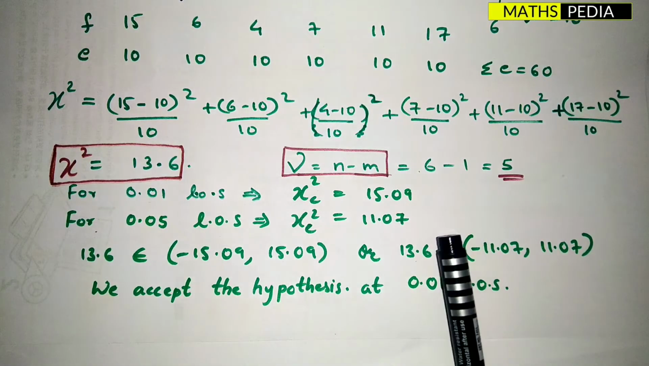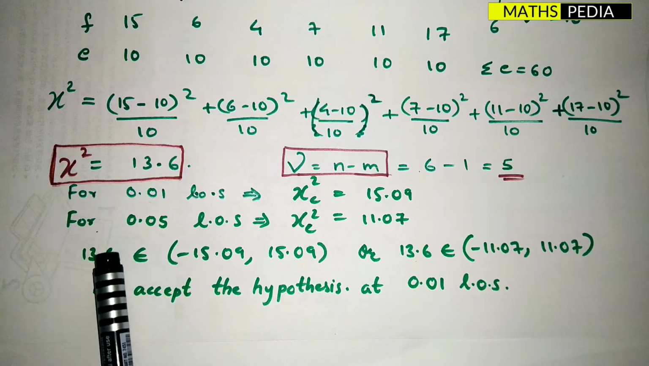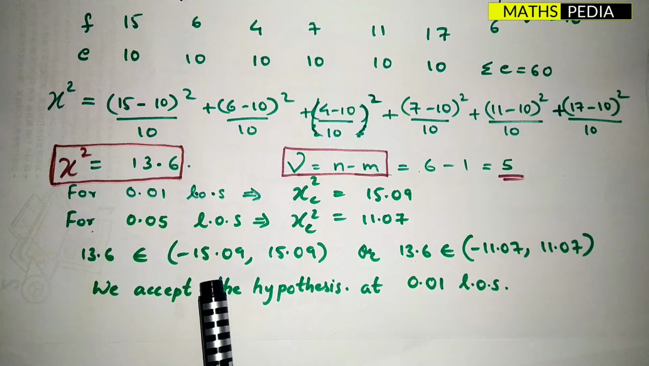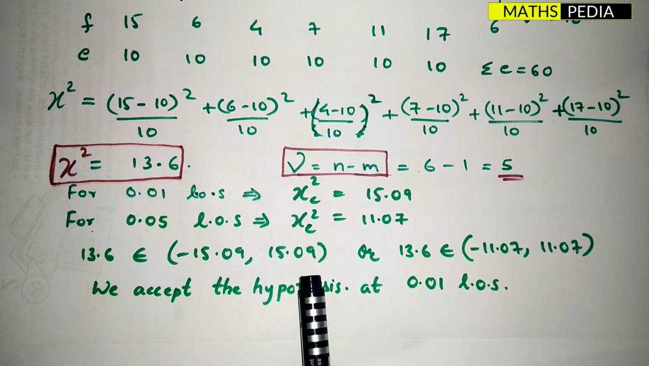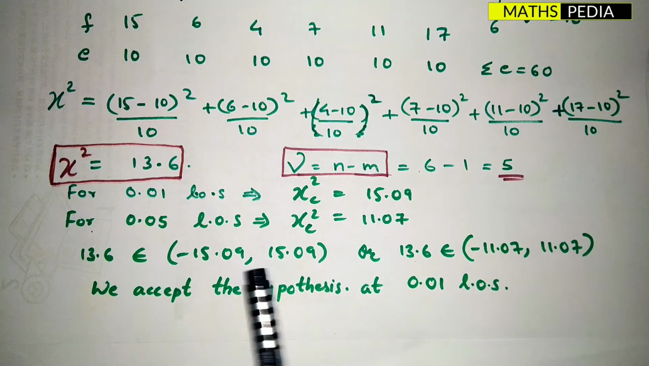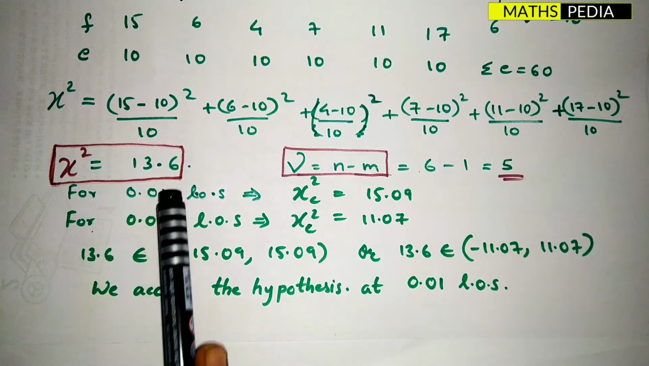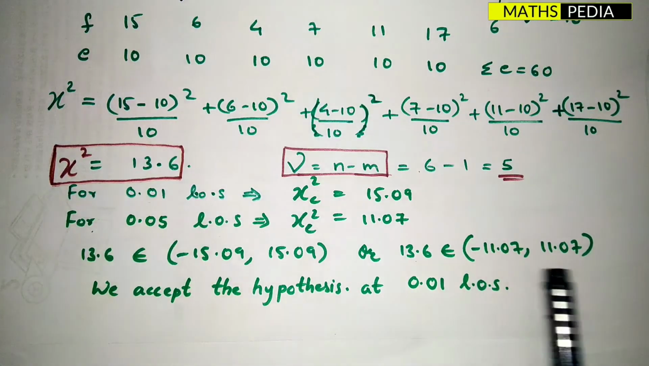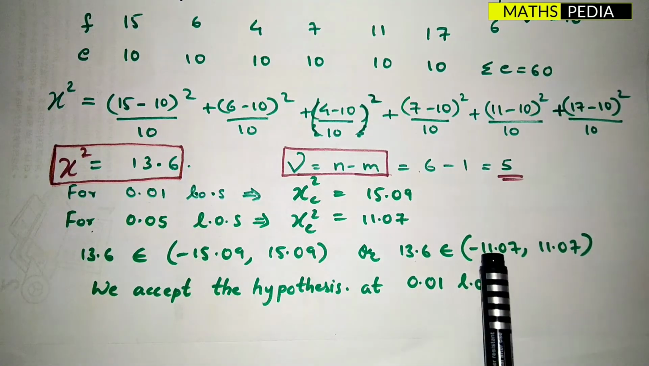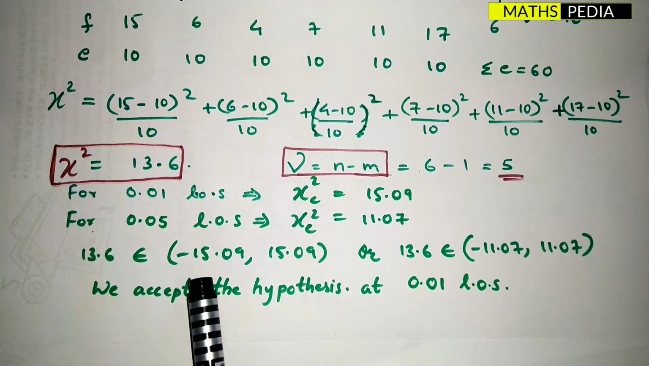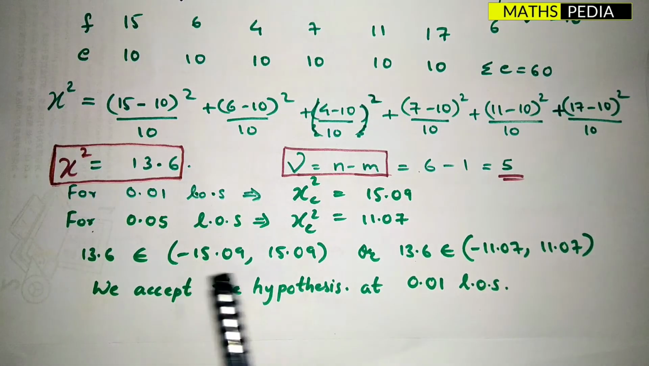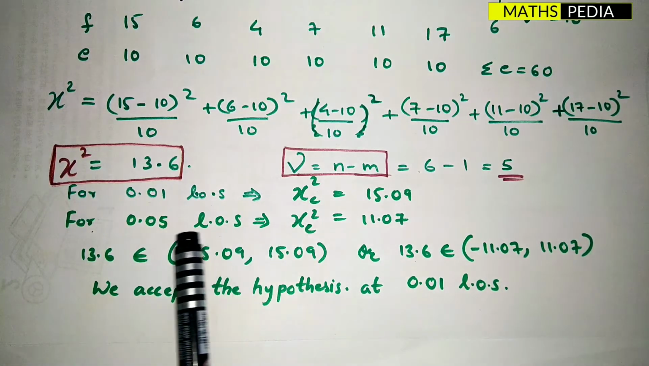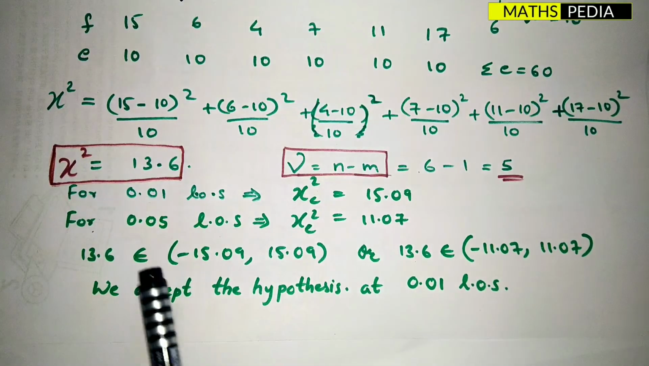Now we have to check whether the chi-square, which is 13.6, belongs to minus chi-c square comma plus chi-c square. Here you can see I have written both the cases because we have these two cases, that is 0.01 level of significance and 0.05 level of significance. So I have written both. We have to check in which interval 13.6 exists.